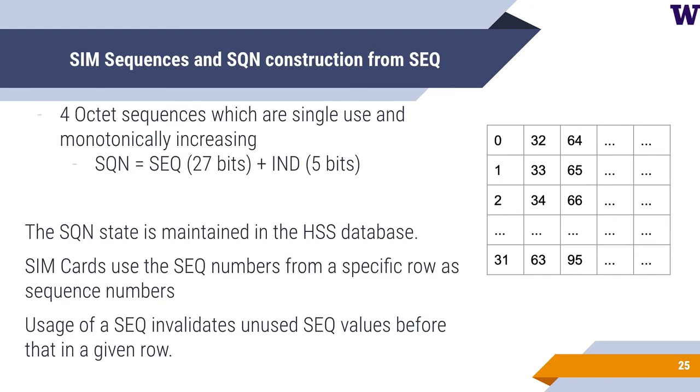These SQN numbers are actually a concatenation of 27 bits of the sequence numbers, SEQ, and 5 bits of the index value, IND. For example, if the UE attaches with a sequence value of 0 the first time and it follows up with the usage of 64, the value of 32, which is in the row, will be invalidated and cannot be used. However, the UE could use values from multiple row vectors without sticking to a specific row vector. This happens during synchronization failures when the HSS server and the UE need to establish the state of the new sequence number.